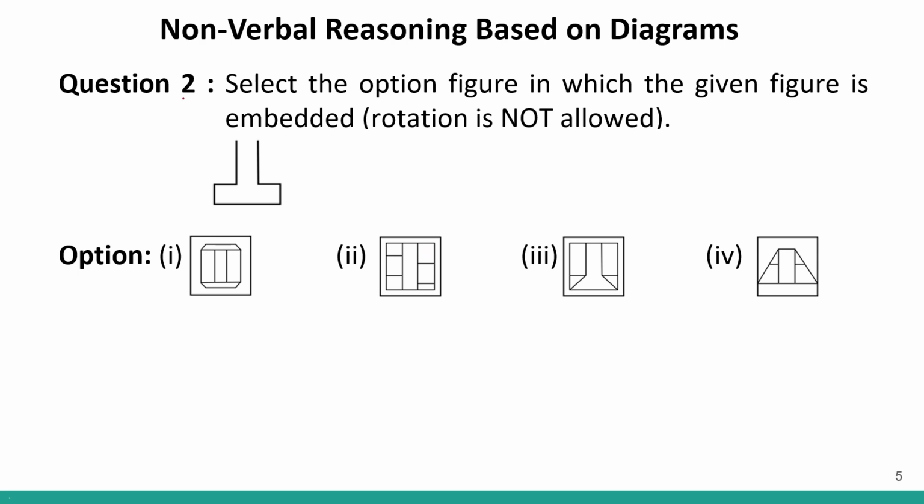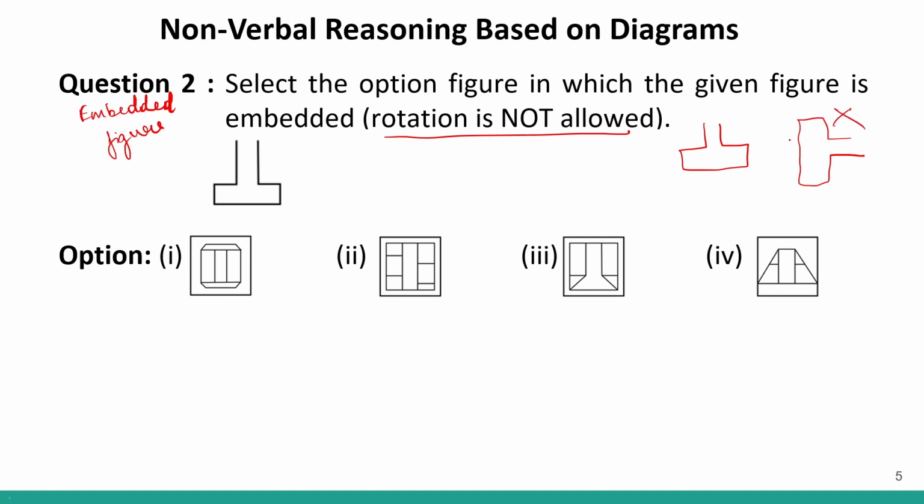Okay. Now this is an embedded figure question. Rotation is not allowed. What do you mean by rotation is not allowed? Rotation means that if my diagram is like this, it should look exactly like this in all the cases. It cannot look like this. This is not allowed. Rotation is not allowed. It has to look exactly like this.